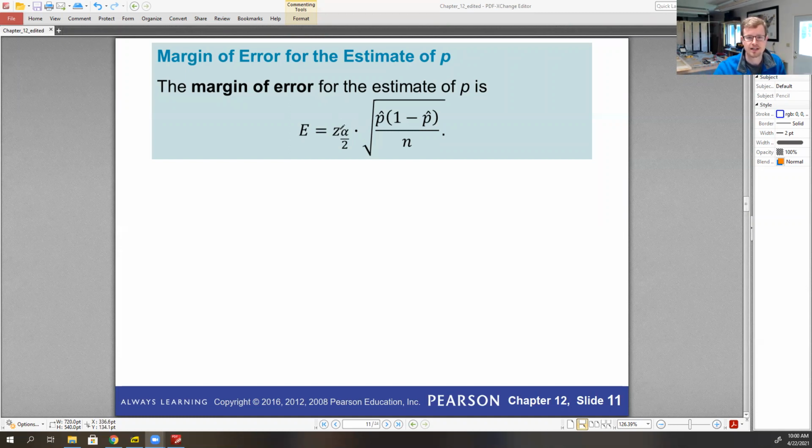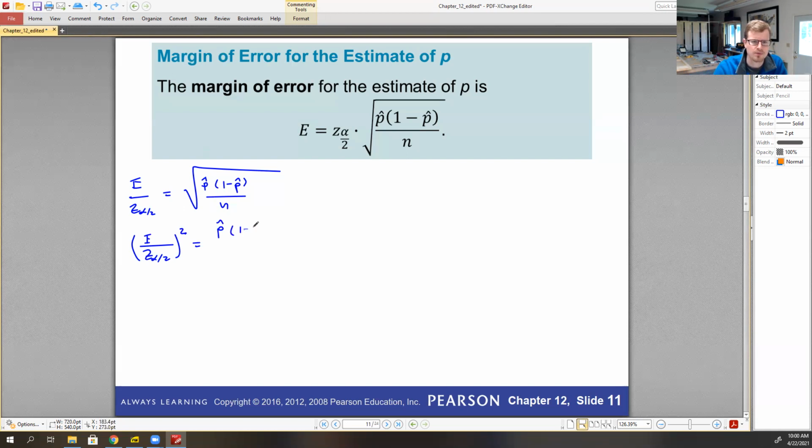So the first thing I could do is divide by z sub alpha over 2 on both sides to get the error divided by z sub alpha over 2 is equal to this thing here, the square root of p hat times 1 minus p hat divided by n. And then, of course, I could square both sides to get rid of the square root. So I'm trying to isolate the n here, right? So I square both sides so I can further uncover the n. So I've got the error divided by z sub alpha over 2 squared is equal to p hat times 1 minus p hat divided by n.